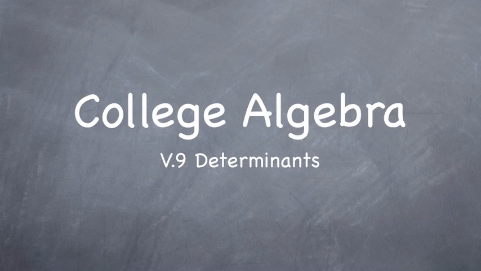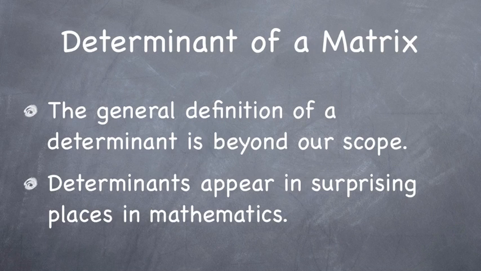This is lesson 5.9 on determinants. Now these past few sections we've been talking about matrices, when we're dealing with square matrices. A square matrix is one whose height and width are the same. An important thing that we can talk about with these square matrices is the value of the determinant of that matrix. Now the general definition of a determinant is actually quite complicated.